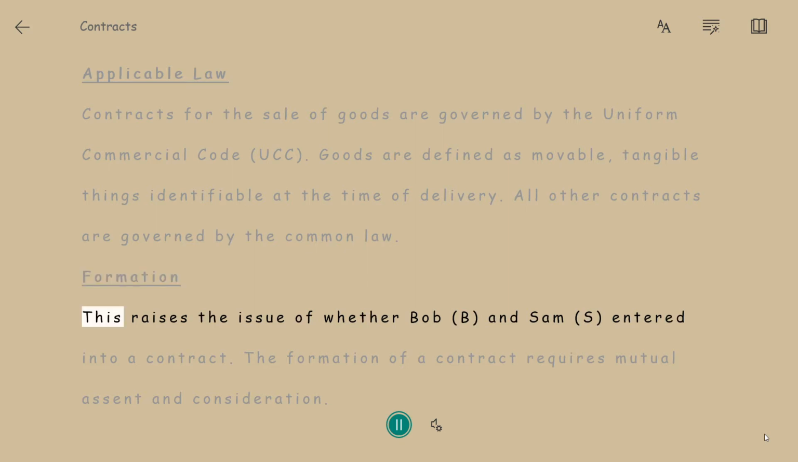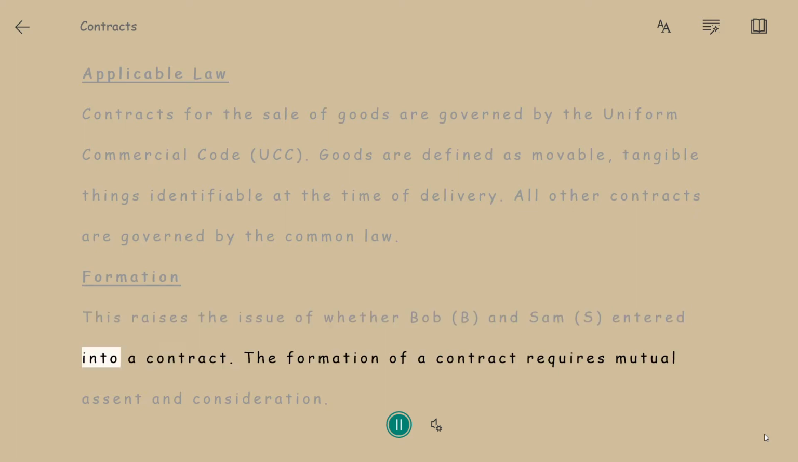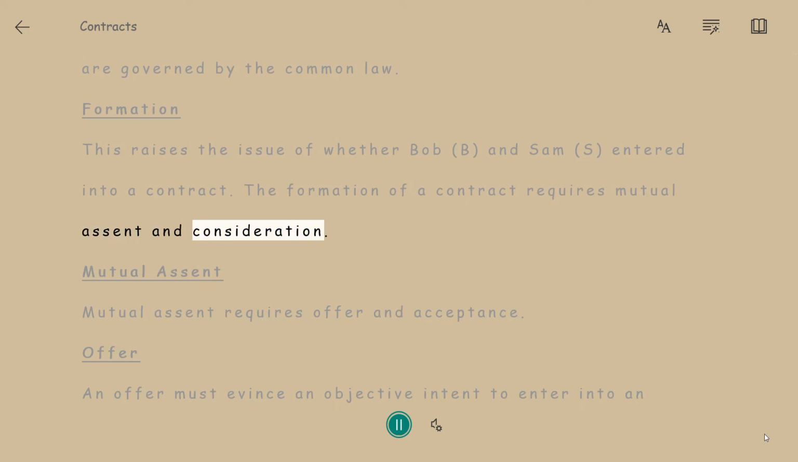Formation. This raises the issue of whether Bob, B, and Sam, S, entered into a contract. The formation of a contract requires mutual assent and consideration. Mutual assent. Mutual assent requires offer and acceptance.